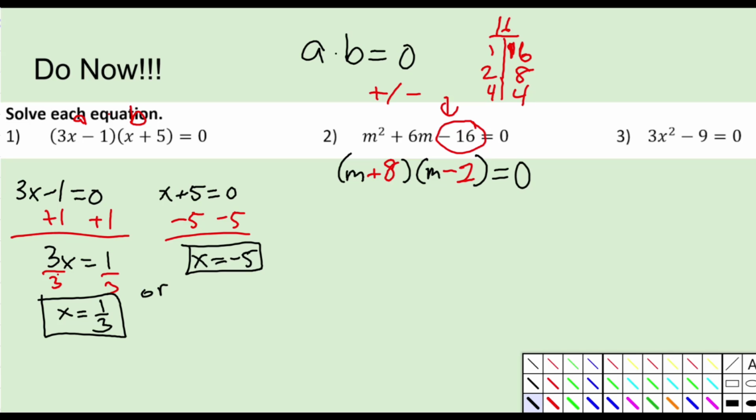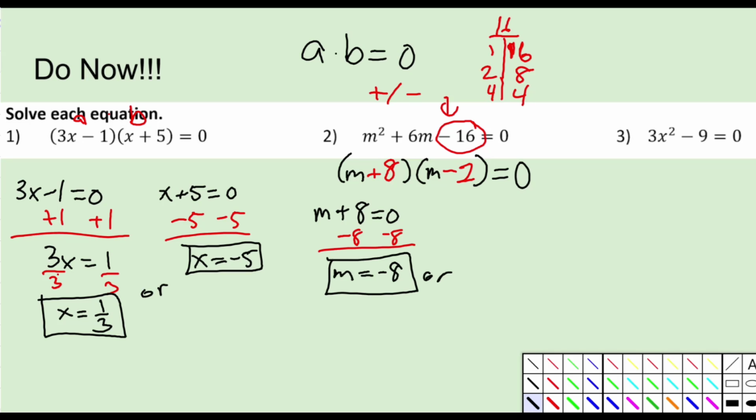But that's our answer. So let's use the zero product property again. Zero product property, m plus 8 equals 0, and then solve that equation. Not too bad. Sorry, I got the sniffles today. m equals negative 8. Done.